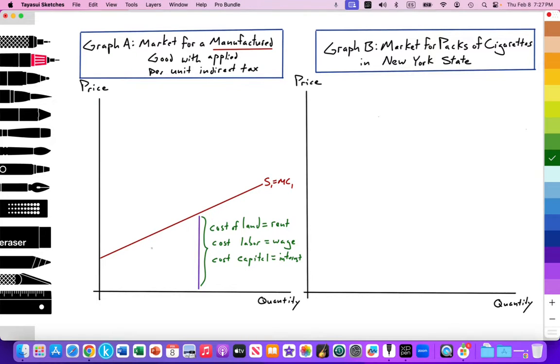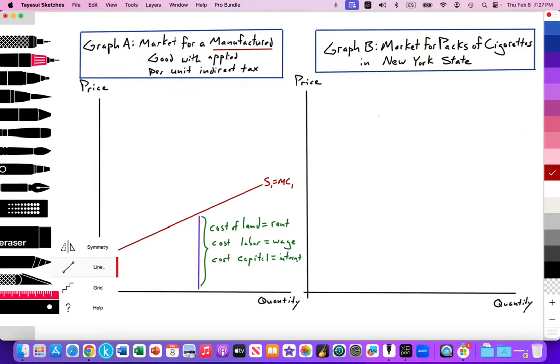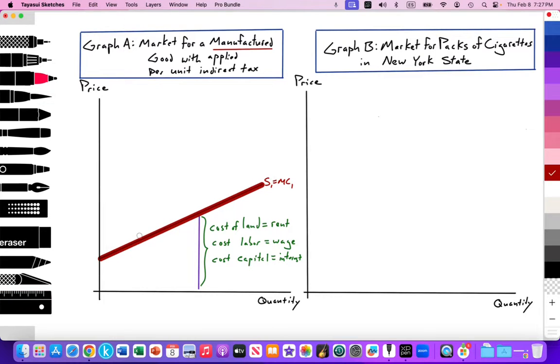So when we draw this model, we really want to be mindful that the firm is always operating along the S1 curve, right? That does not change. They're always operating along the S1 curve. They're producing packs of tobacco and the marginal cost of producing that tobacco, that includes the cost of rent, wages, and interest, is all along that S1 curve. So let's not lose sight of that as we draw the indirect tax.